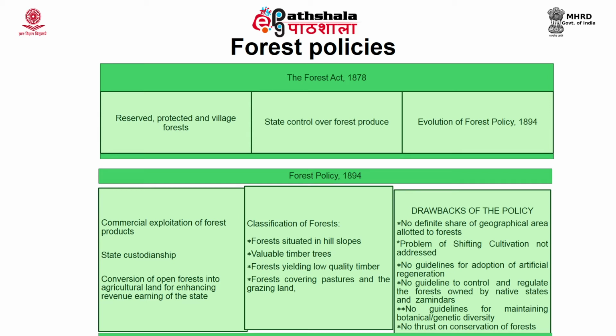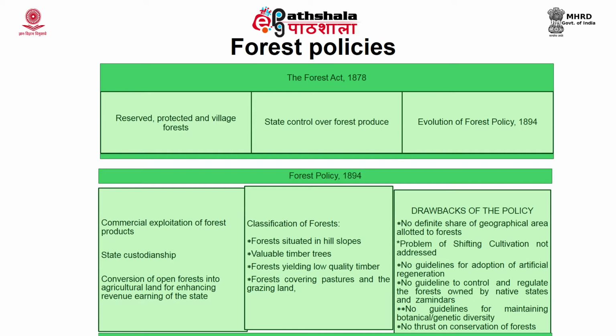Forest Policy of 1894 divided the forests into 4 categories. First, those forests which require conservation, that means those situated on hill slopes, whose conservation is required for protecting the soil, for protection from floods and other things. So those were required to be protected and conserved. Second category consisted of valuable timber, and therefore they needed to be exploited commercially. They were of commercial gain to the administration at that point of time. The third category of forests, which were yielding low quality timber, were meant to meet the demand of the local people. And the fourth category was pastures and grazing land, which people could use, but there were some restrictions and regulations on the use of those pastures.